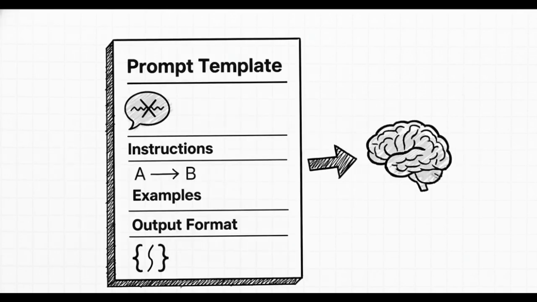Next are prompts. You can think of these as reusable recipes or blueprints for your LLM. Instead of typing out your instructions every single time, you make a template. You can tell it things like, hey, don't use any complicated jargon. Or you can give it a few examples to learn from. You can even force it to give you the answer in a perfect JSON format every time. It's a huge time saver.